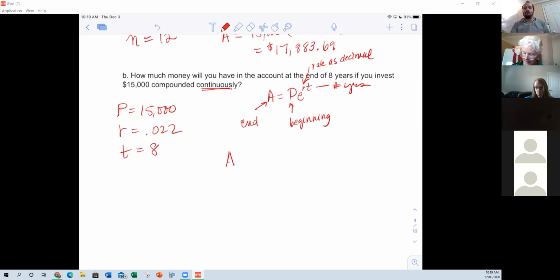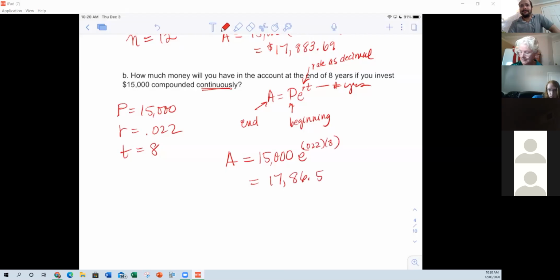So we'll say A equals 15,000 times e to the 0.022 times 8. Make sure you know how to use your calculator. And that will give you $17,886.57.